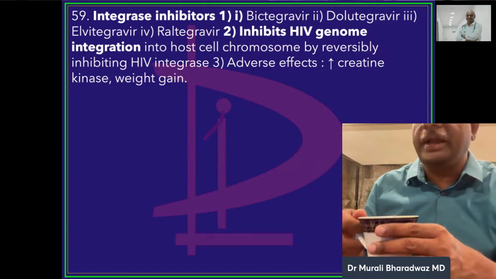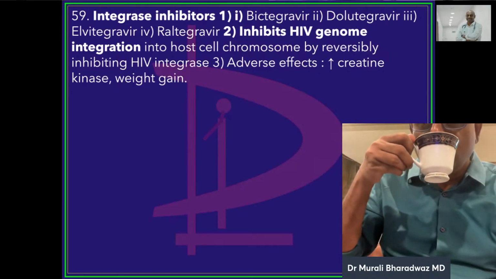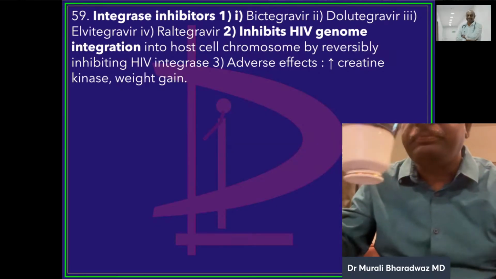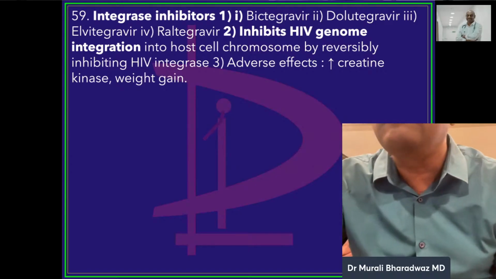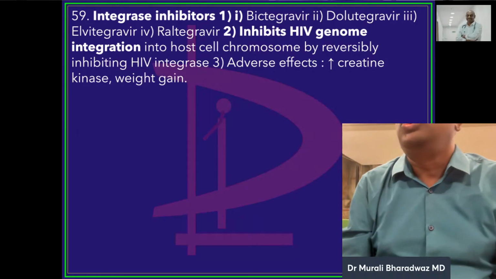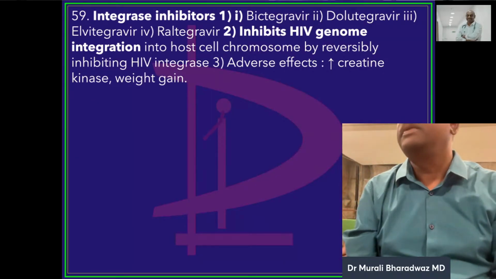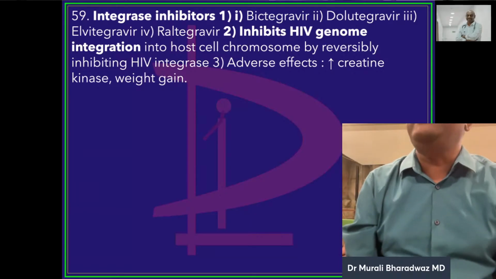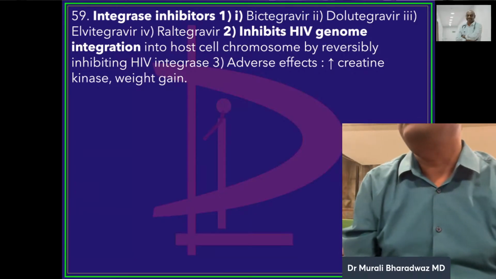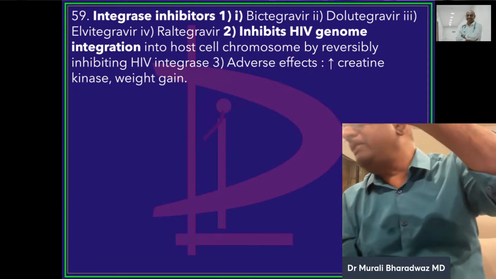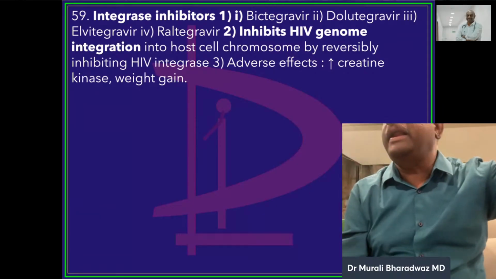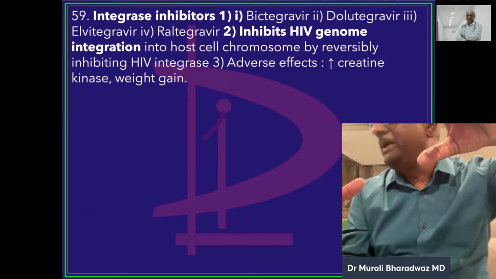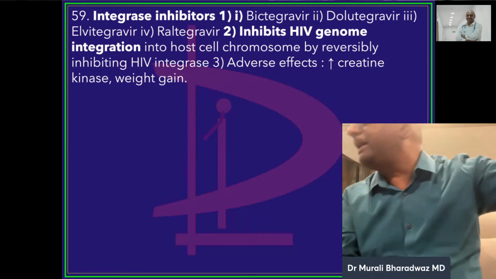Then comes integrase inhibitors. What are they? Integrase inhibitors: dolutegravir, bictegravir, elvitegravir. What do they do? Basically, the HIV genome integrates into the host cell chromosome by binding with HIV integrase.